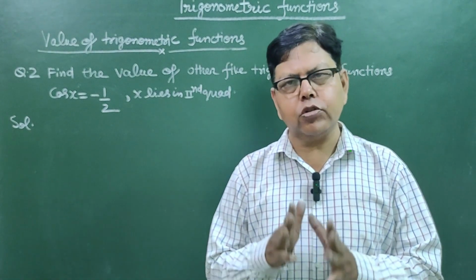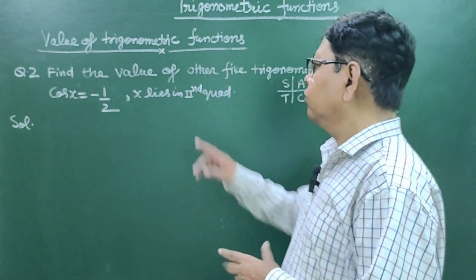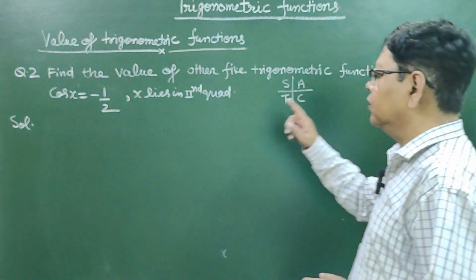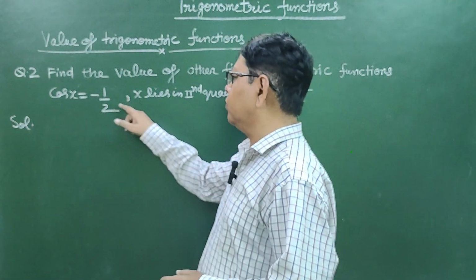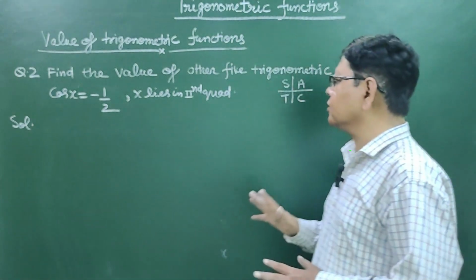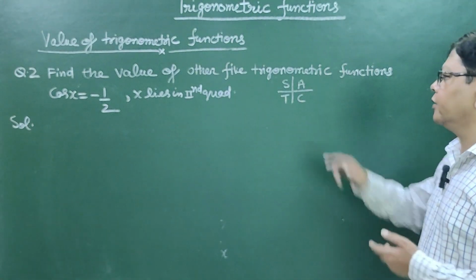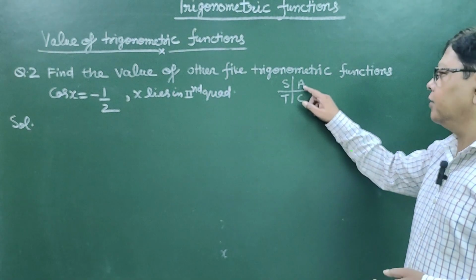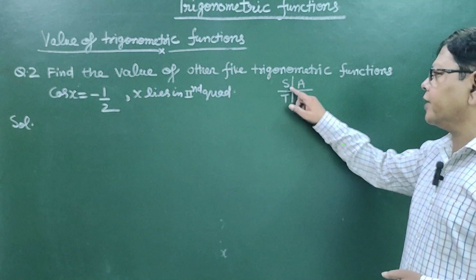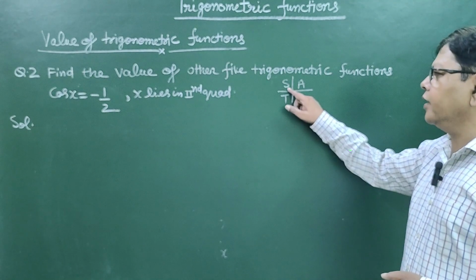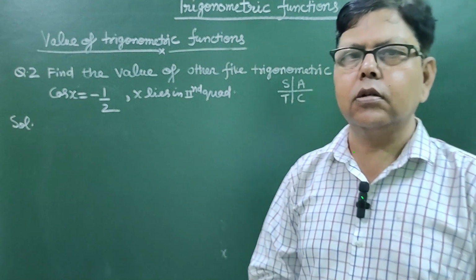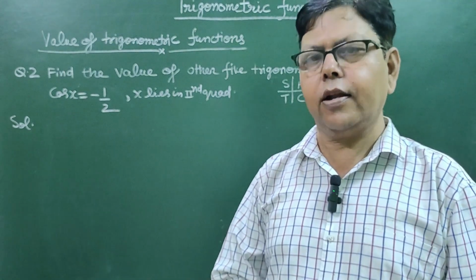Now next question, question number 2. Find the value of other 5 trigonometric functions if cos x is equal to minus 1 upon 2 and x lies in second quadrant. You can see students here from the ASTC rule, in the second quadrant sine and cosec are positive. Rest of the trigonometric ratios are negative.